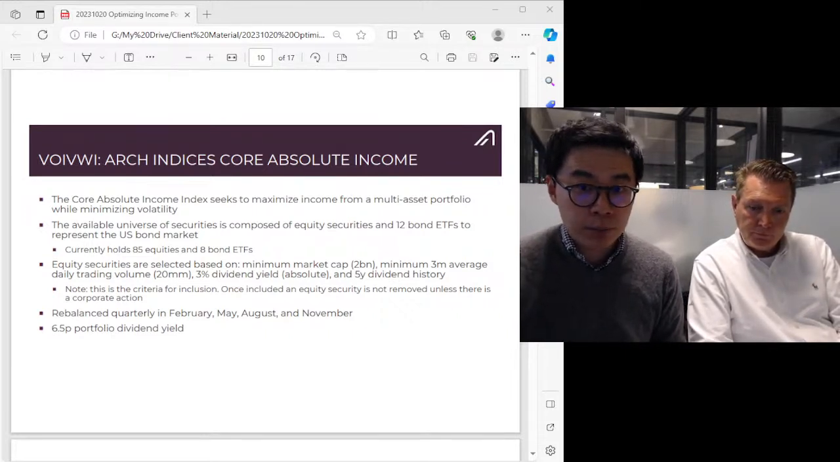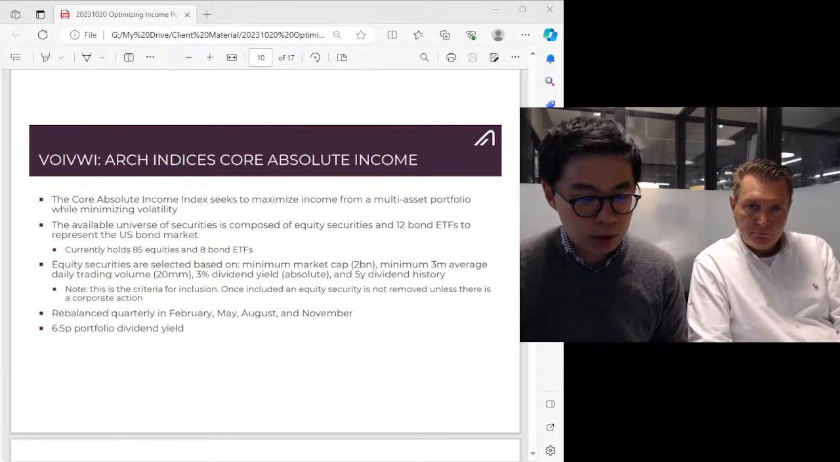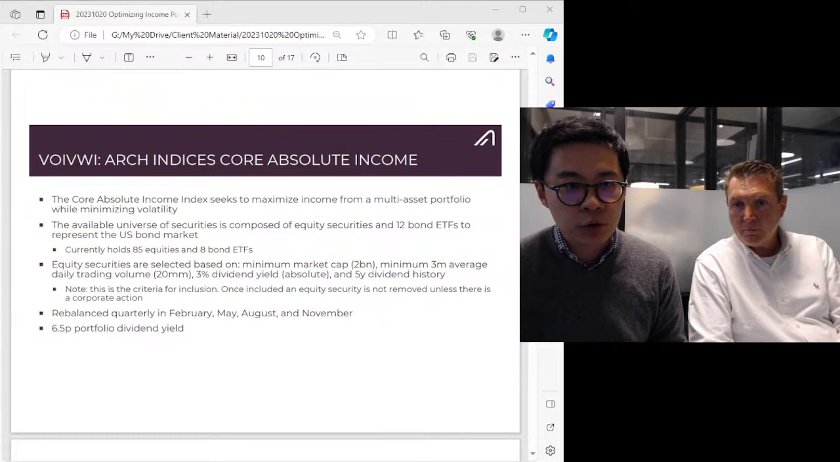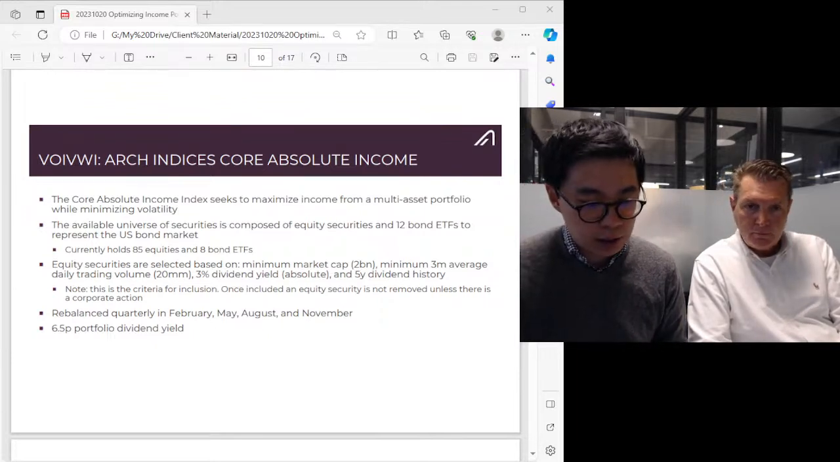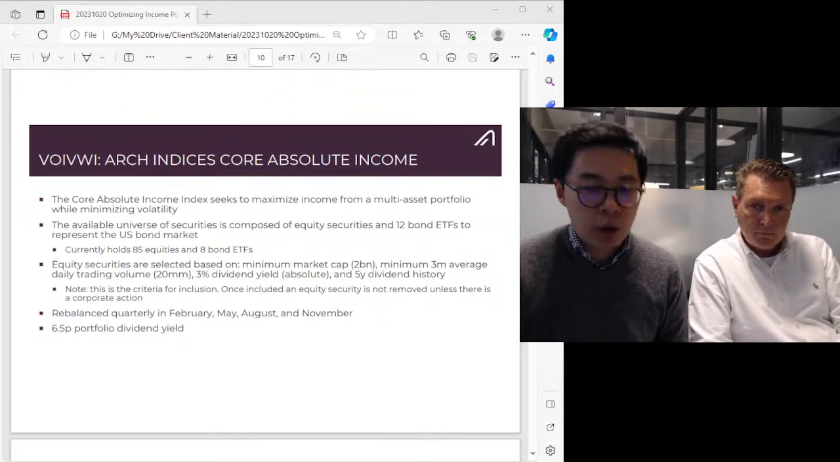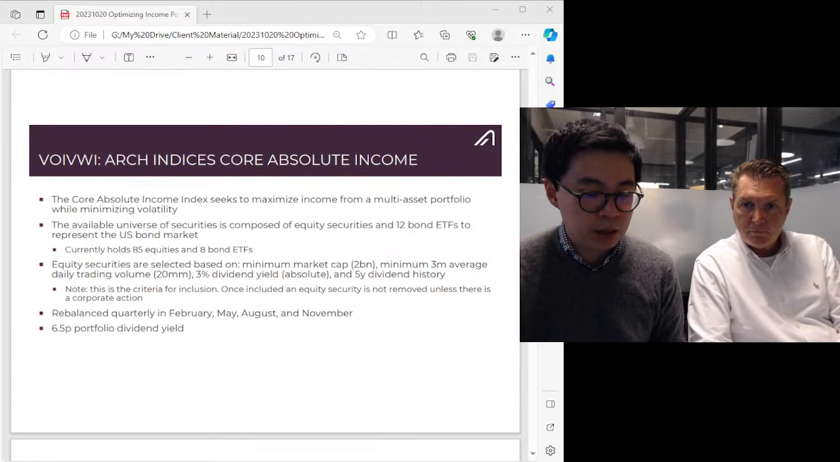And it dynamically rebalances every quarter with changing market conditions, which is something that you don't see in static products. So at the moment, there's about 84, 85 individual stocks and 8 bond ETFs. And the next rebalance is November. And of that, it's about 81% stocks and 19% bond ETFs.